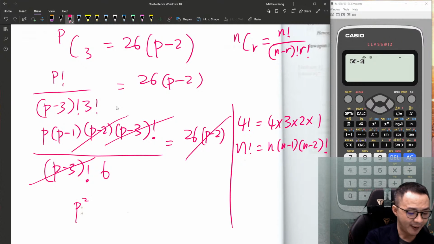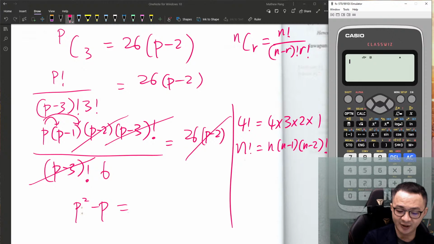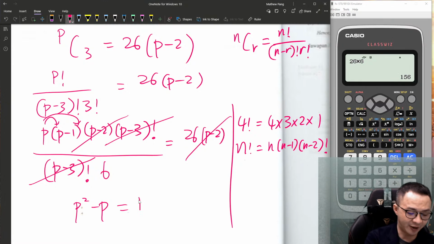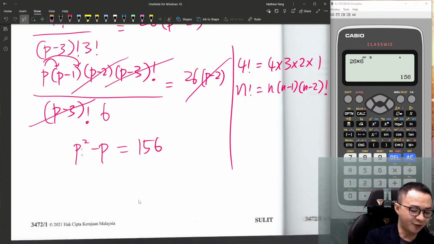This is p squared minus p, by multiplying this one into both. Then 26 times 6, what do I get? 26 times 6, I will get 156. Then I will solve this quadratic equation: p squared minus p minus 156 equals 0.